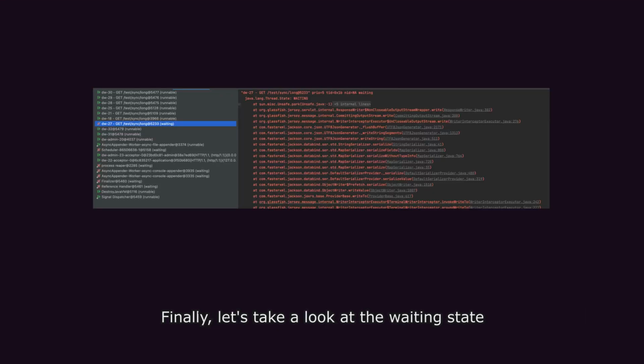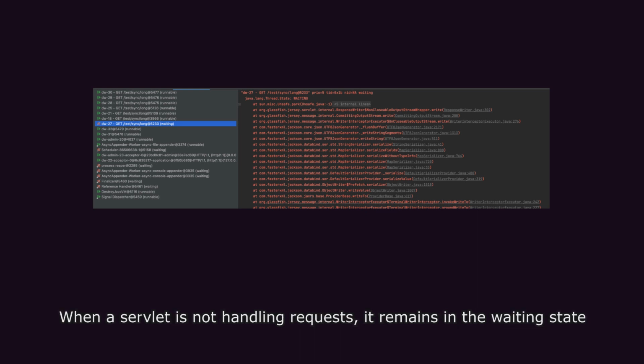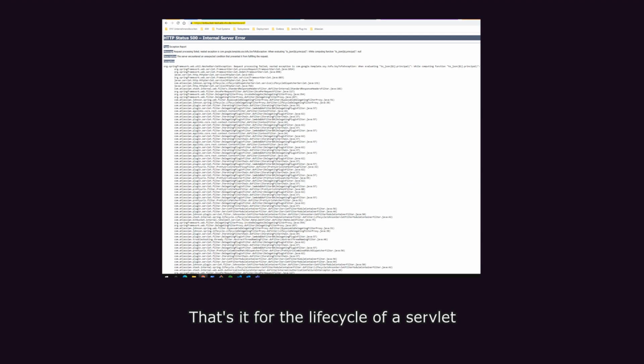Finally, let's take a look at the waiting state. When a servlet is not handling requests, it remains in the waiting state. That's it for the lifecycle of a servlet.